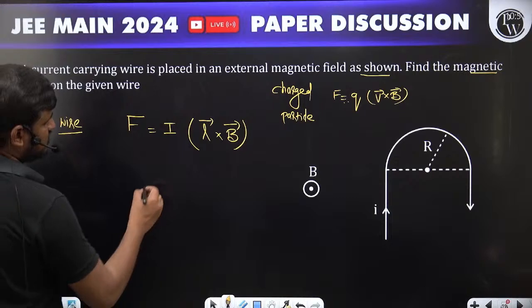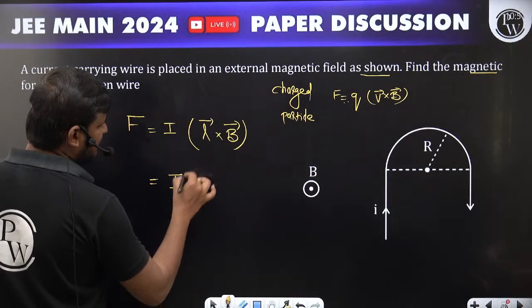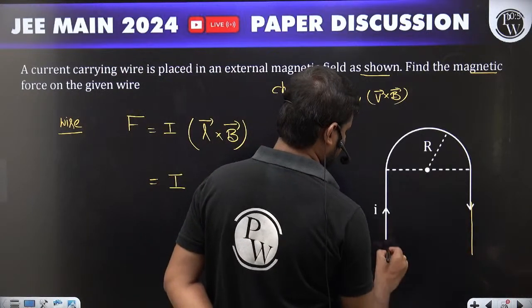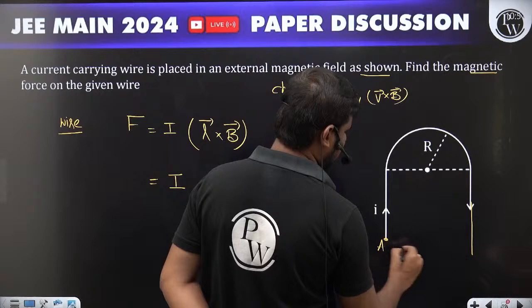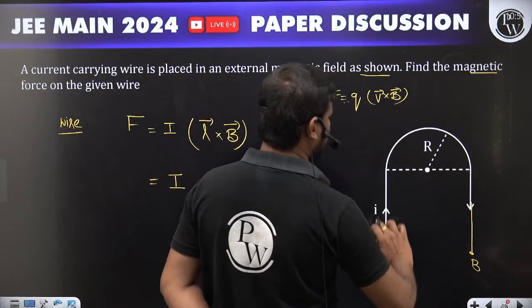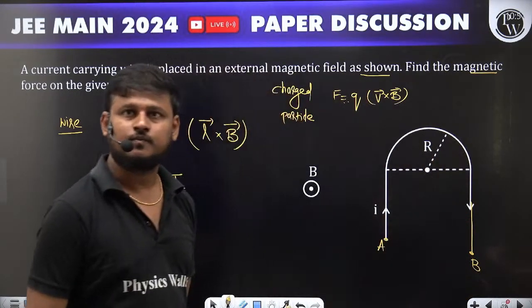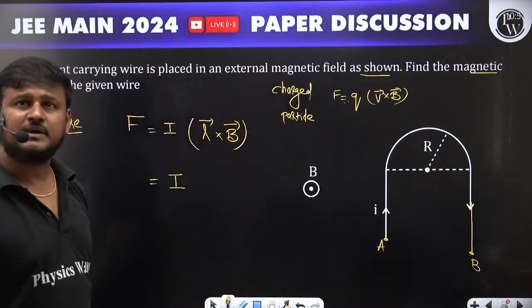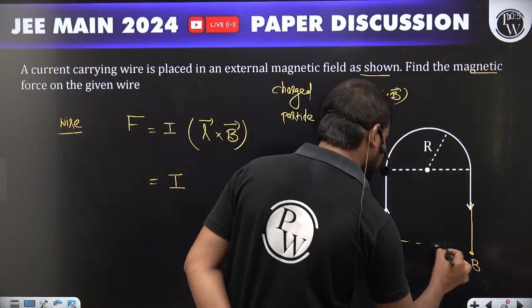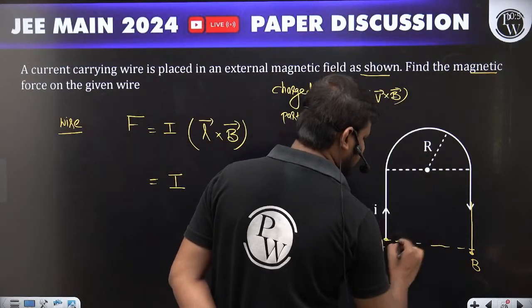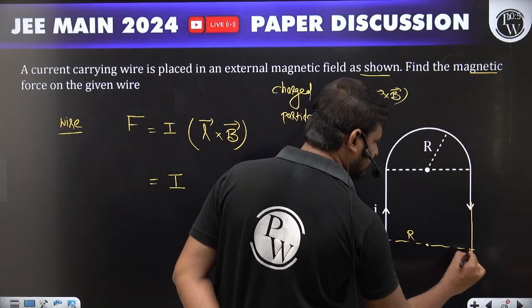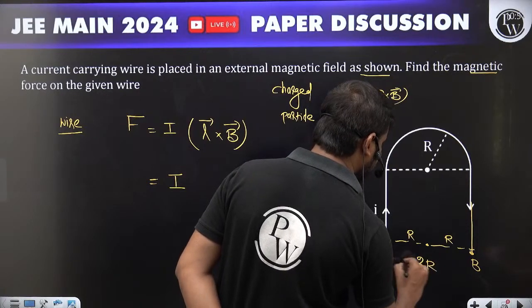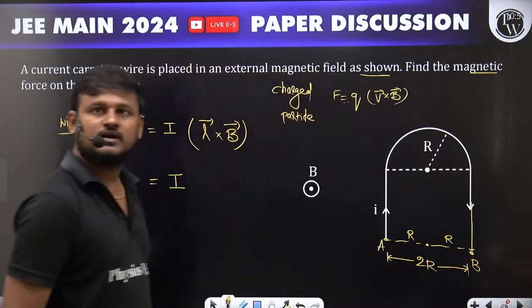Now you could see the current I, where this length L is the effective length. This should be till here. This is point A, let's say this is point B. This whole wire is placed in the magnetic field now. I just need the effective length. So what is the effective length between the end points? This is the effective length. If this radius is R, from here to here it is R, and from here to here it is R. So overall it is going to be 2R, right? From here to here it is going to be 2R.